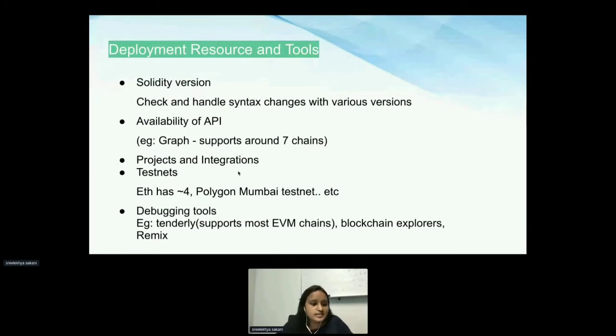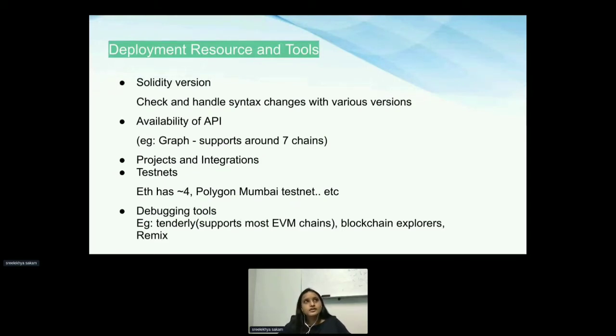Next would be testnets. Of course, faucets and testnets are like lifelines for developers. You might also want to check how many testnets we have for the particular chain. Next thing would be debugging tools, the most important, I would say, for developers.